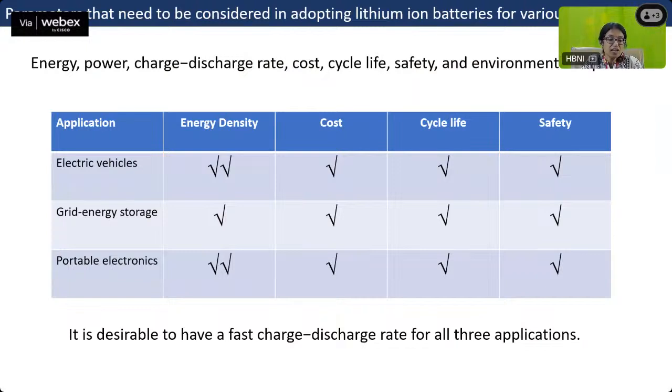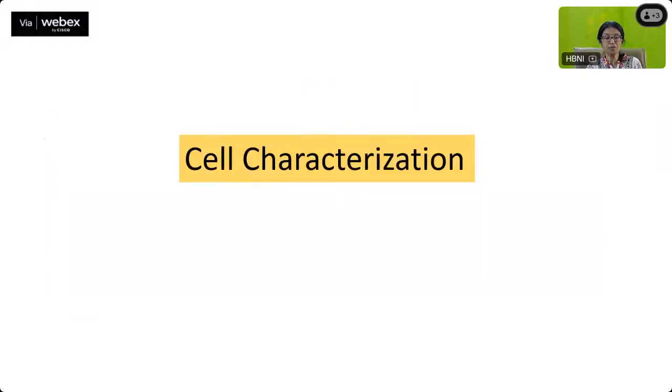So in the case of electric vehicles, energy density needs to be really high. Portable electronics, energy density needs to be very high. Whereas if you look into grid energy storage, then energy density can be a little less. So energy density, cost, cycle life, safety, all are important factors. But in the case of electric vehicles and portable electronics, energy density really needs to be very high. And of course, it is desirable to have fast charge-discharge rates for all three different applications.